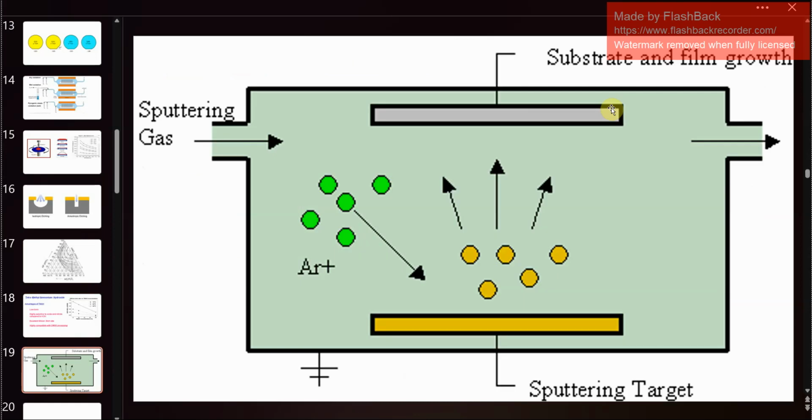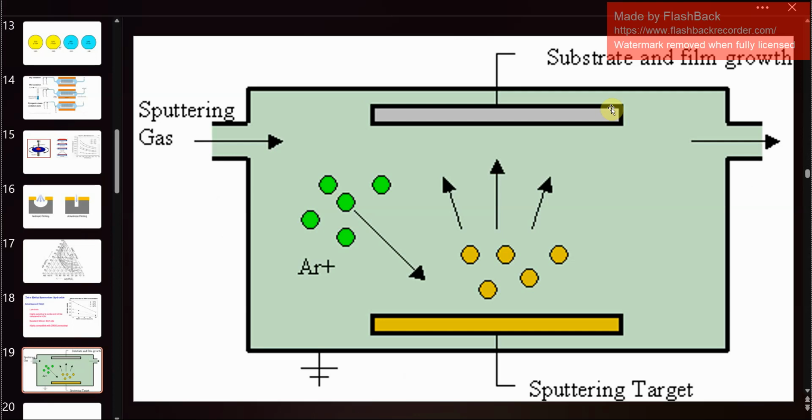So after the entire etching has happened, you need to deposit new material. So for sputter coating, basically what we do is sputtering gas, which is argon, is pushed into the sputter chamber, and then it hits the sputter target and it ejects the target atoms. So these target atoms then go and hit the substrate and get deposited on the substrate.